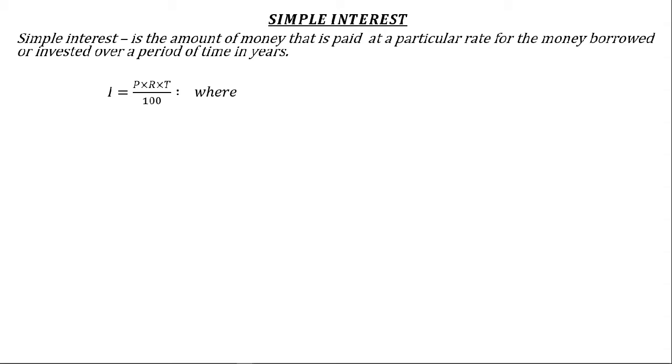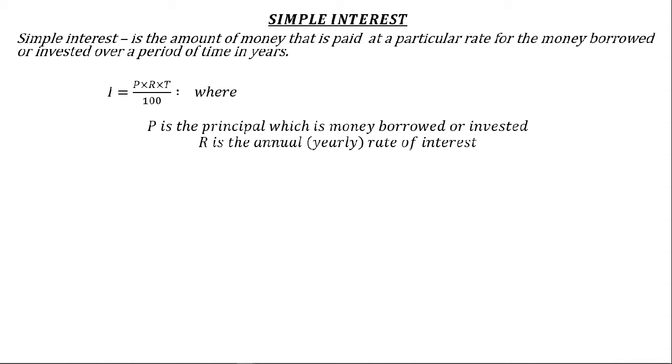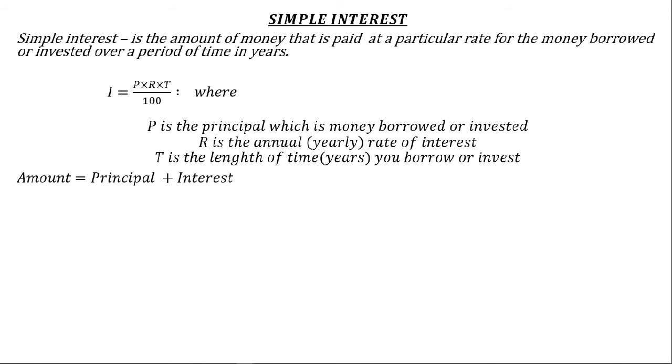Simple interest is denoted as capital I is equals to P times R times T divided by 100, where P is the principal, which is money borrowed or invested. R is the annual or yearly rate of interest. T is the length of time in years you borrow or invest. The amount is equals to the principal plus interest.